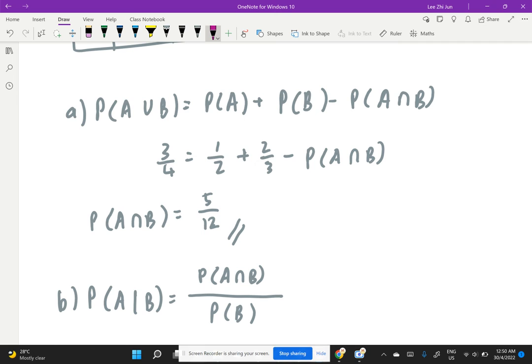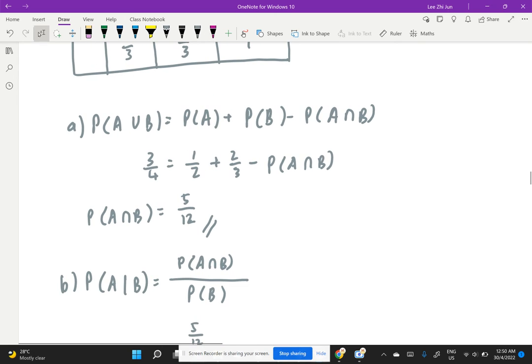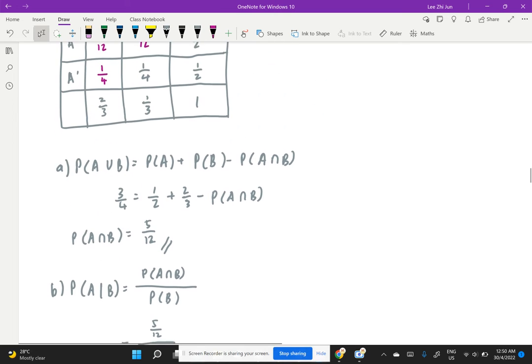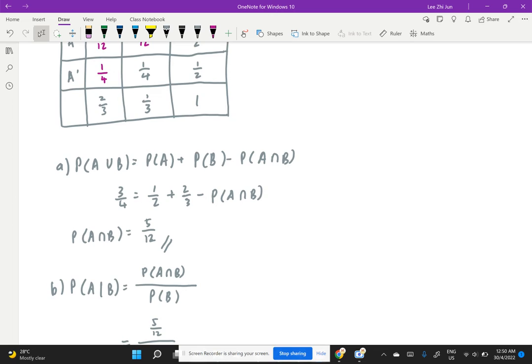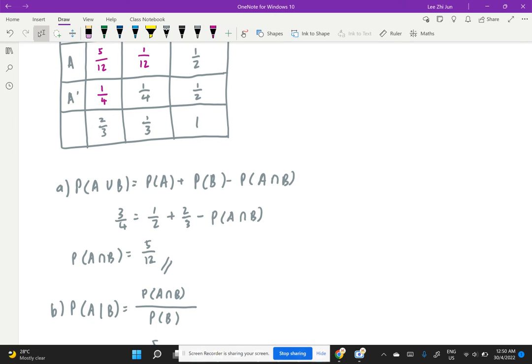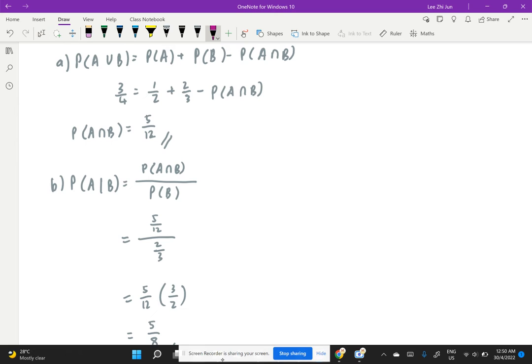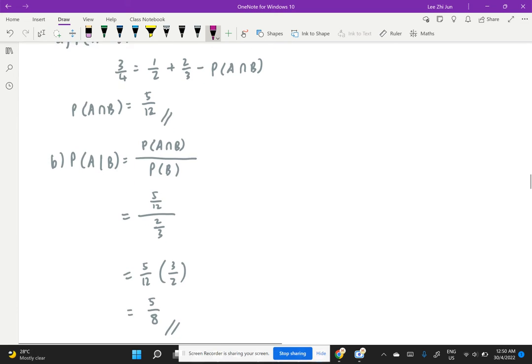Probability of A given B. By using this formula, P(A∩B) divided by P(B): 5 over 12 divided by the probability of B, which is 2 over 3. So 5 over 12 multiplied by 3 over 2, I get 5 over 8.